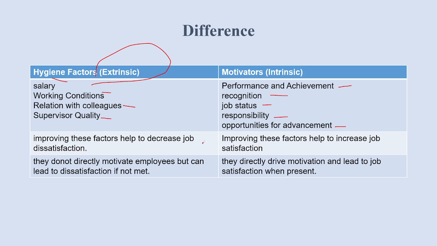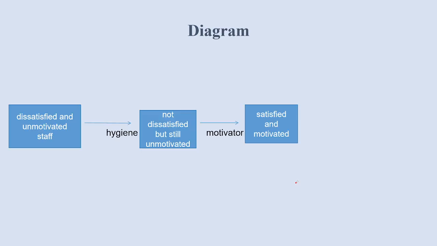The main difference is this: improving hygiene factors decreases job dissatisfaction, but improving motivator factors increases job satisfaction. Hygiene factors do not directly motivate employees, but they can lead to dissatisfaction if not met. But motivator factors drive motivation and lead to job satisfaction when present.